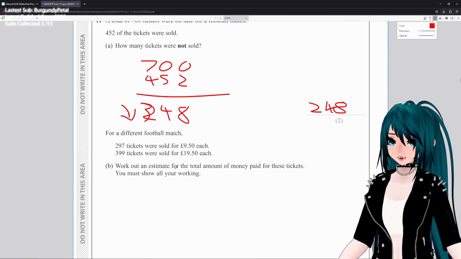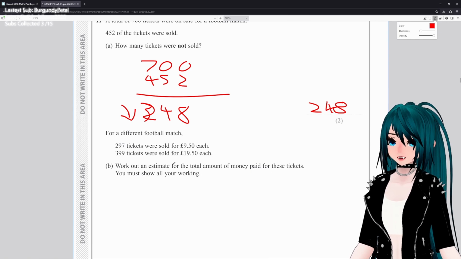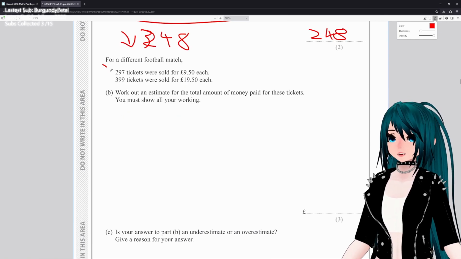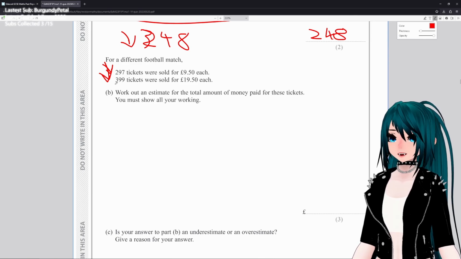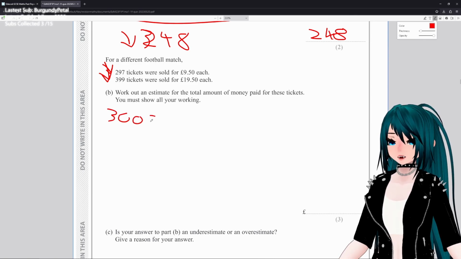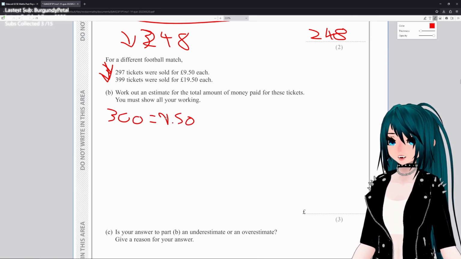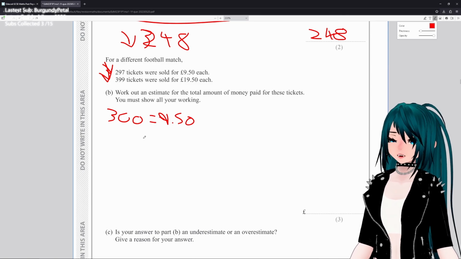For a different football match, this many was sold for this much and this many was sold for this much. Work out the estimate of the total amount of money paid for these tickets. Well, if we can round these up pretty easily and then just subtract the costs off at the end, right? 300 tickets at £9.50. It's gonna be just less than 3,000, right?